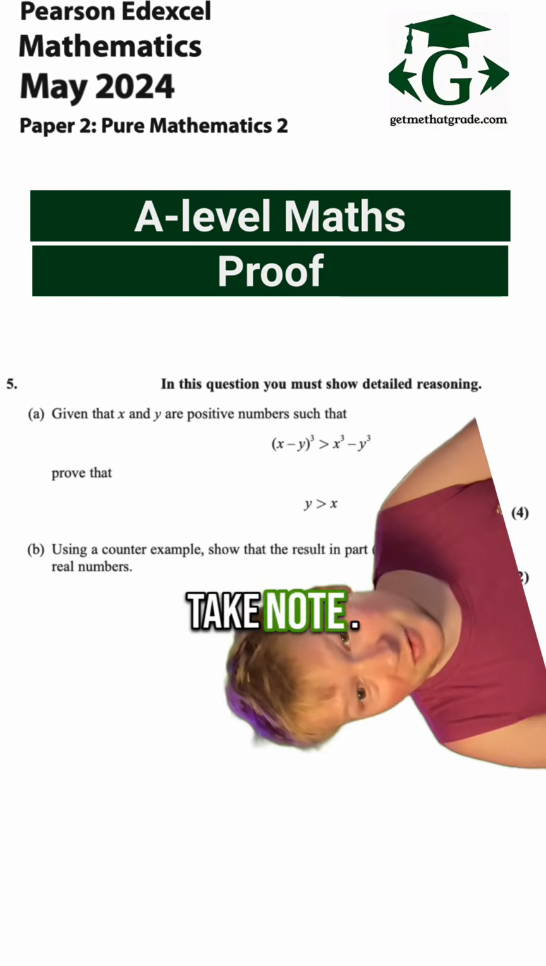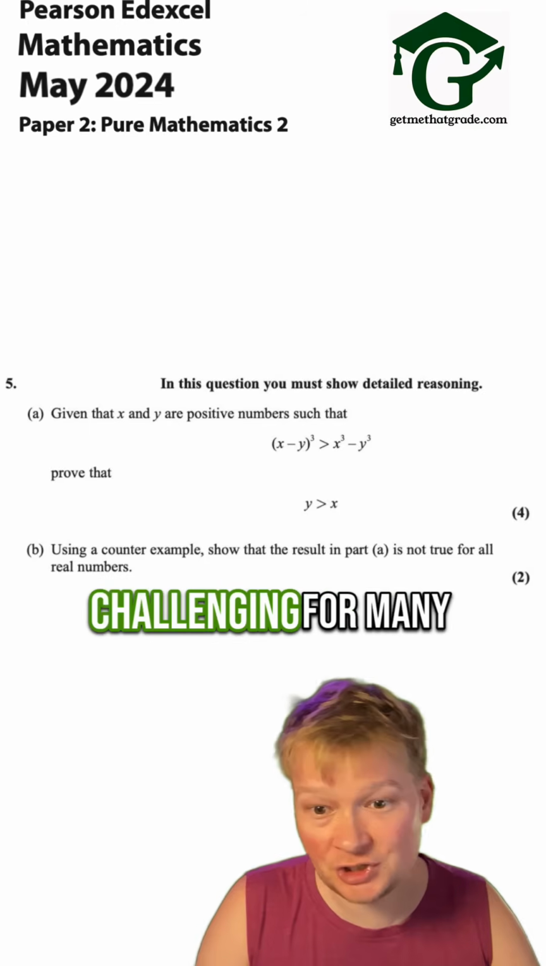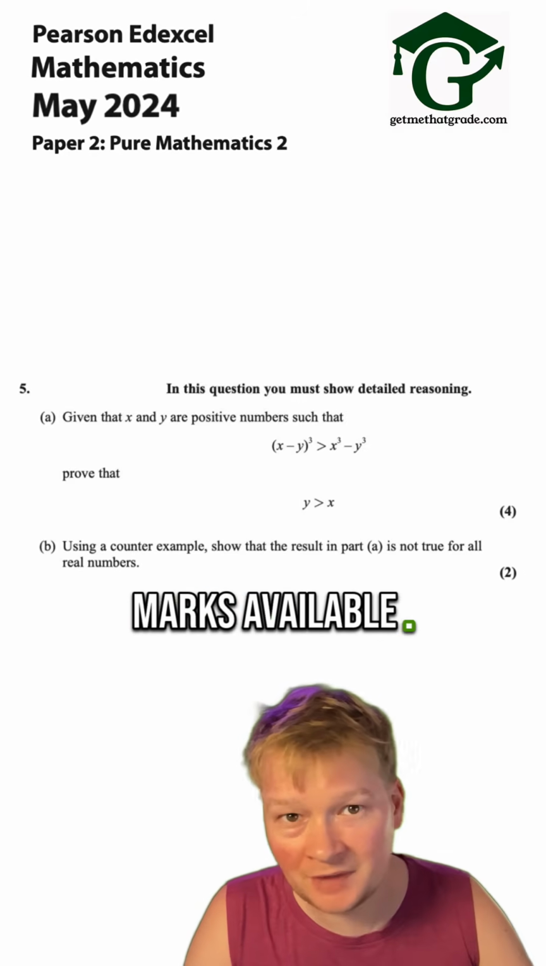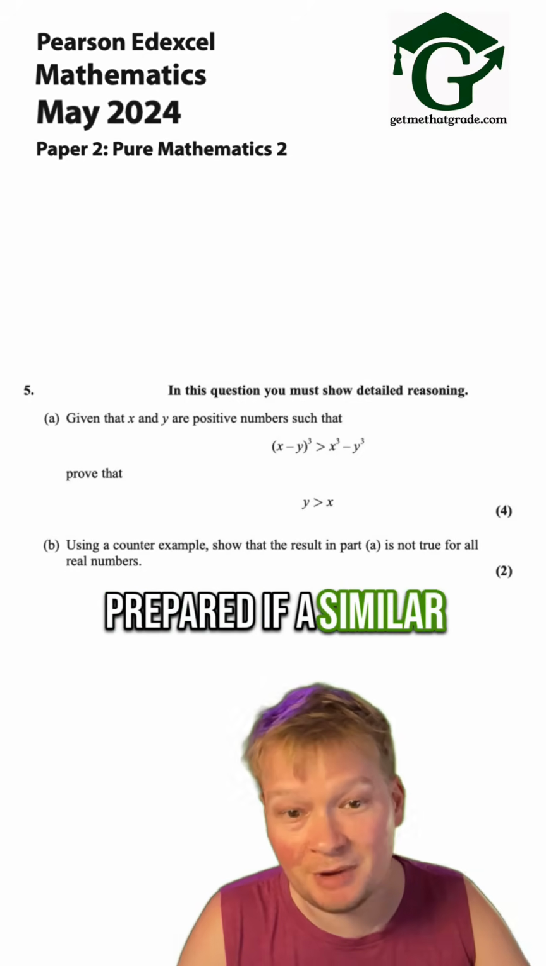A-level maths students, take note. The examiner said that this proof question proved to be challenging for many students, and very few were able to gain more than half of the marks available. Let's take a look at it so that you can be prepared if a similar one comes up in your exam.